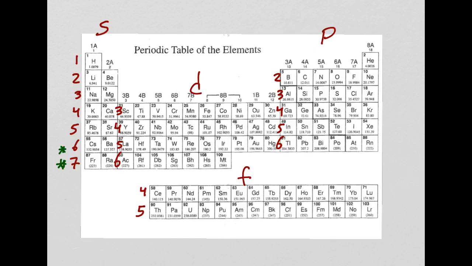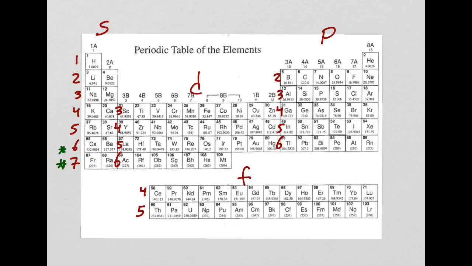Now, there is one more thing we need to know about exceptions, and that's what I'm going to go over today. Before I do that, I want you to pause my video, you can do that, and write the abbreviated electron configuration for copper. For copper, write the abbreviated electron configuration.